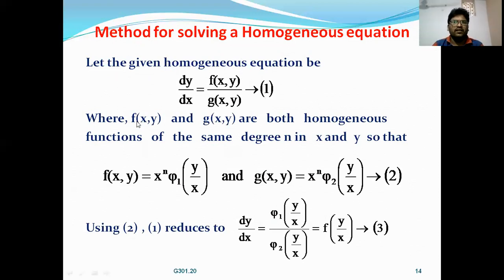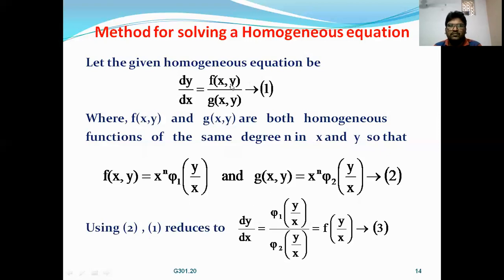So now, where f of x comma y and g of x comma y are both homogeneous functions of the same degree in x and y. If this is possible, the degree of f of x comma y and the degree of g of x comma y is the same in the variables x and y. So this equation can be written as f of x comma y is equal to x to the power of n into phi 1 of y by x, and g of x comma y is equal to x to the power of n into phi 2 of y by x, after taking x to the power of n common.